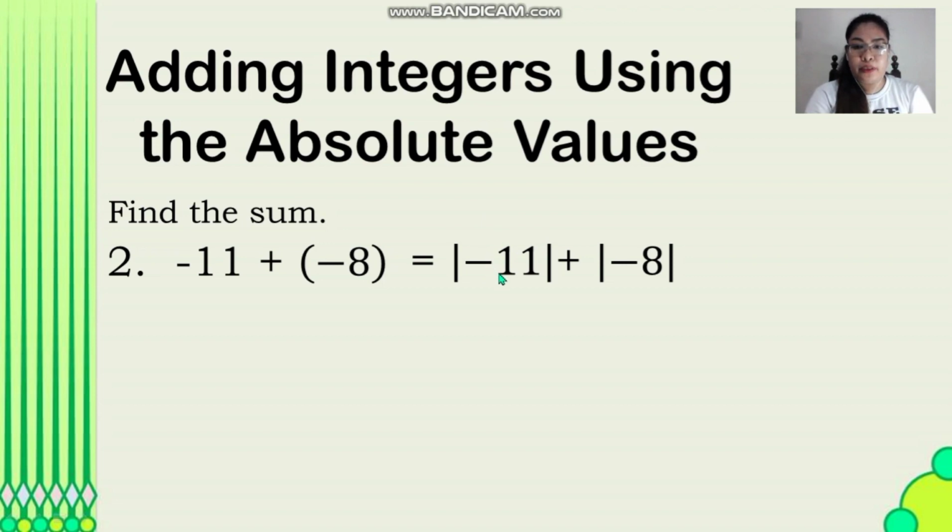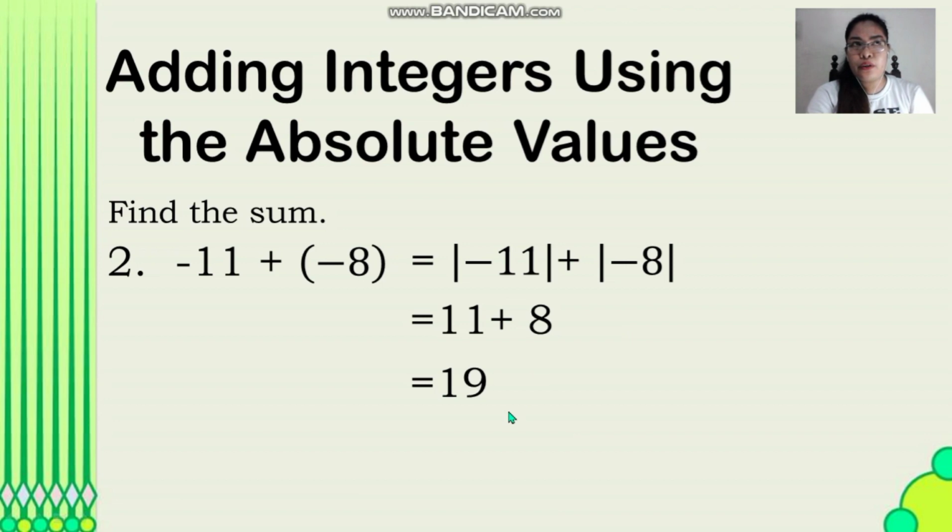So what's the absolute value of negative 11? Okay, it should be what? Positive 11. Okay, correct. How about po the absolute value of negative 8? It is positive 8. Yan. So, kukunin lang po natin yung positive value ng isang integer pag pinag-usapan natin si absolute values. Okay, so let's continue. 11 plus 8 is equal to 19.